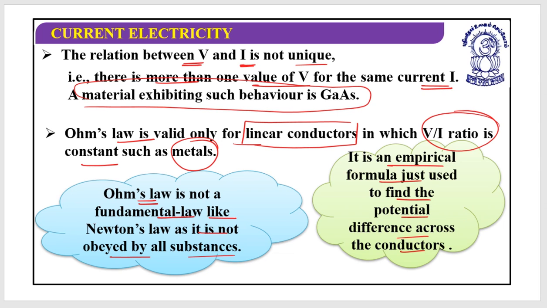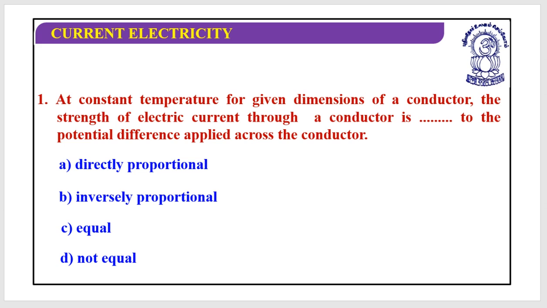So let's look at certain questions. Go through this quickly. At constant temperature, for given dimensions of a conductor, the strength of electric current through a conductor is blank to the potential difference applied across the conductor. What does Ohm's law say? It says V is directly proportional to I. So directly proportional should be the correct answer. Did you get it right? Do you have the same answer?